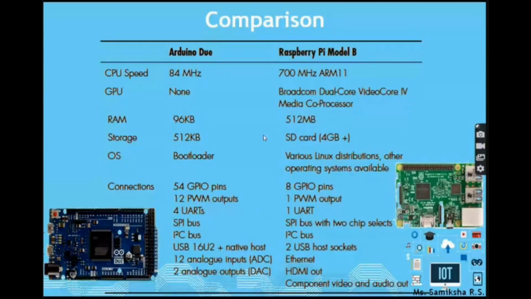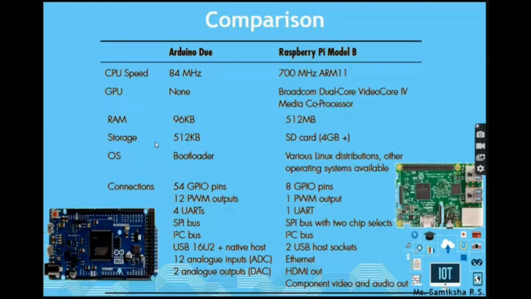If we talk about CPU, in Arduino Due we have an 84 megahertz CPU, whereas in Raspberry Pi we have a 700 megahertz ARM architecture CPU. Here we don't have a GPU, that is a graphics processing unit, in Arduino Due, whereas Raspberry Pi has a built-in Broadcom media processor.